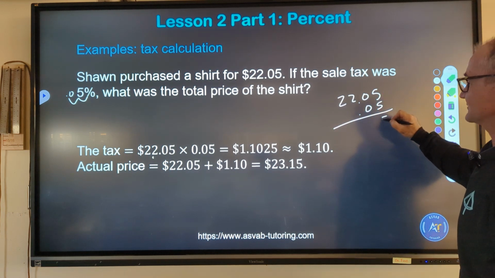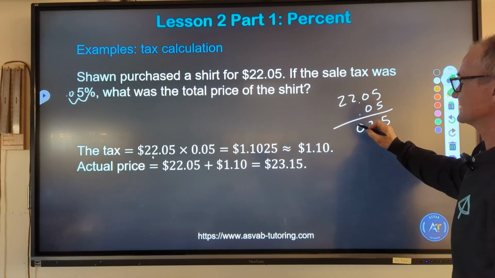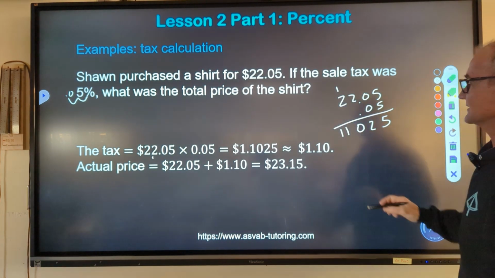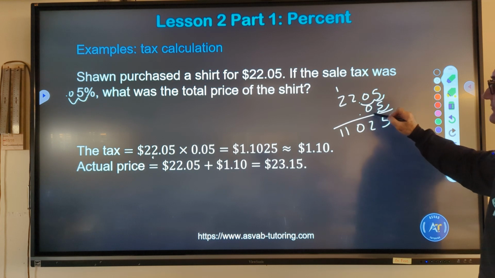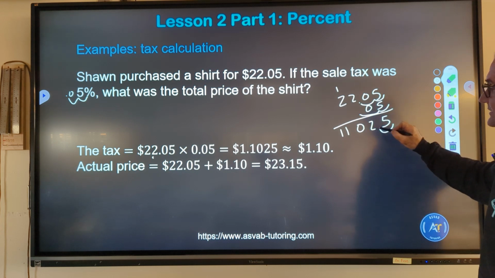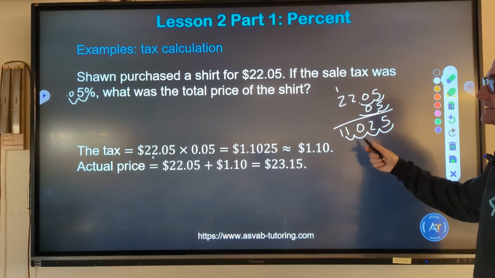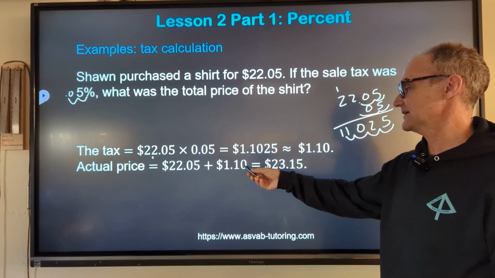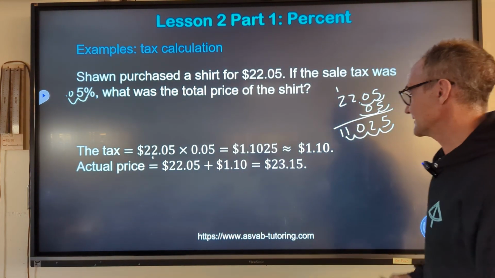division. 5 times 5 is 25, carry the 2. 5 times 2 is 10, carry the 1. 5 times 2 is 10, plus the 1, 11. And what I have to do here is figure out how far over my decimal is. So I'm over 1, 2, 3, 4. So I got 4 places. So it's $1.10. And then I'm going to take the original price of $22.05 plus that $1.10 to get a total price of $23.15 with the tax. All right, a couple more to go.